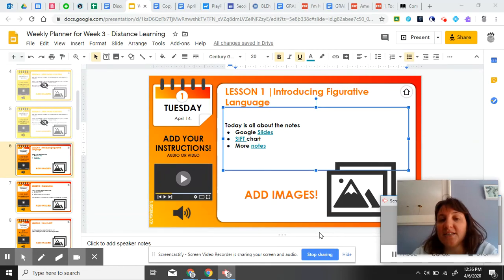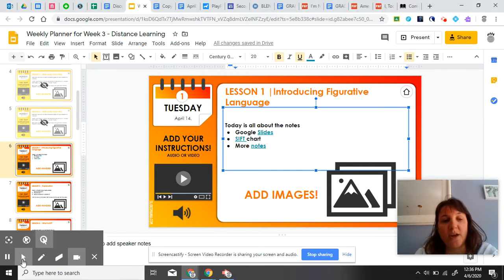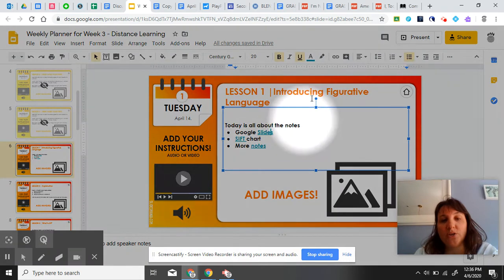Hey kids, today's lesson is notes about poetry. Okay, we're going to start taking a look at figurative language, as you see up here.